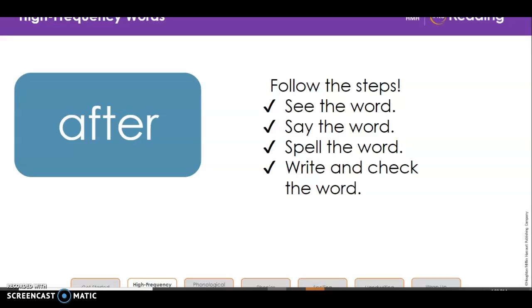A-F-T-E-R. Your next word is before. Look at the word. Repeat the word after me. Before. Before. I brush my teeth before I go to bed. Say the word again after me. Before. Look at the letters in the word. Spell it out loud with me.